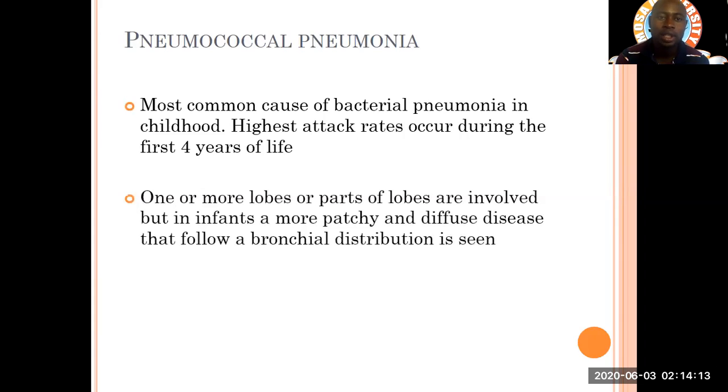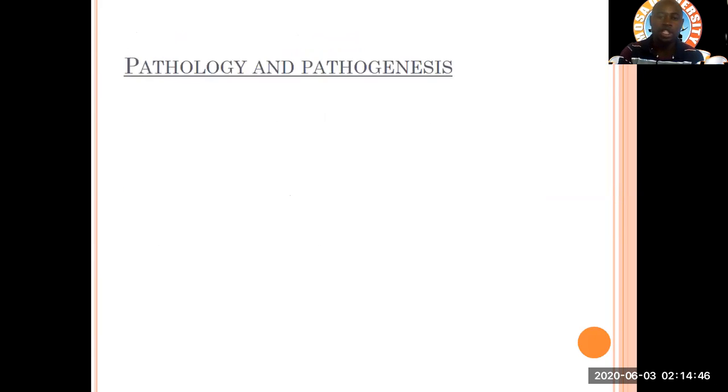Let us look at pneumococcal pneumonia, which is the most common cause of bacterial pneumonia in childhood. The highest attack rates occur in the first 4 years of life. Okay? The effect here, you may find that it can be one part of the lobe or all the lobes are involved. But the more common presentation in infants is more patchy, and the diffusion is on the bronchioles that you see it.